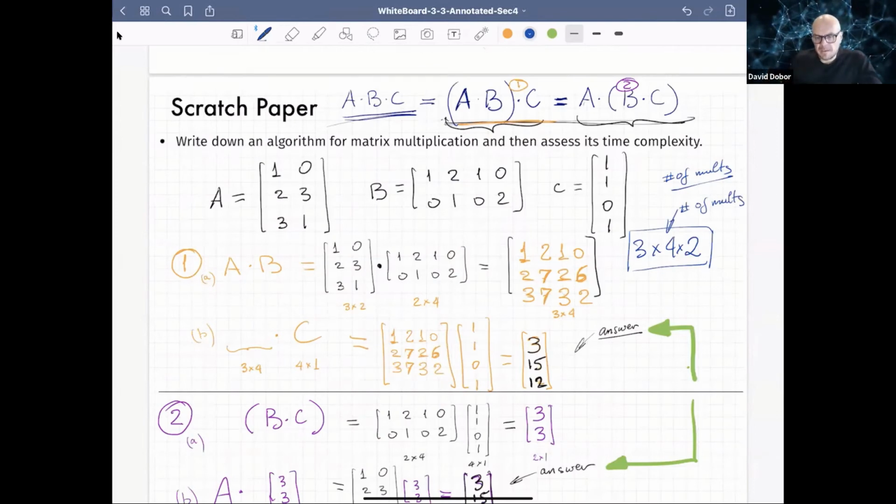But then I wasn't done. I had to compute more. I had to find this final answer. This final answer had 3 times 1 entries, was a 3 by 1 vector. And to compute each one of those entries, it took me how many multiplications? This times that, plus this times that, plus this times that, plus this times that. How many? 4. So that is the number of multiplications in the second step.